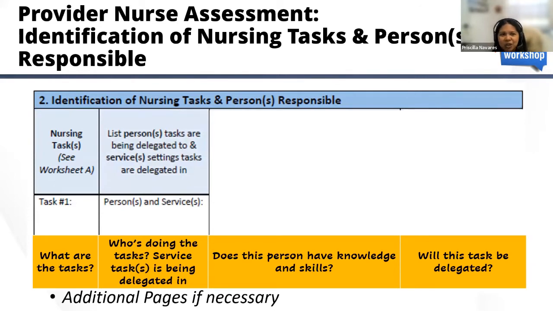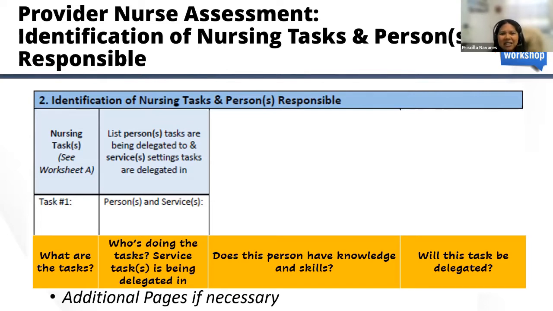The next question that this section looks at is who's doing the service and where the service is being delegated to. So if you have a specific task for medication administration, if you have multiple direct support workers or caregivers that are completing this task, you do want to identify each of those specifically because as I'm sure all of the nurses on here know, that does apply to the right person when we talk about the rights of delegation. So you want to be specific with each person completing the task and the service in which they are providing that task.